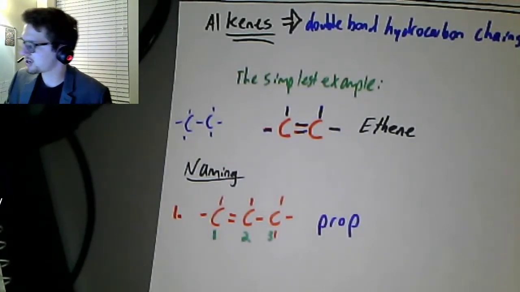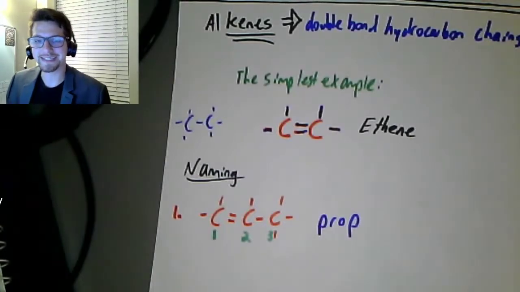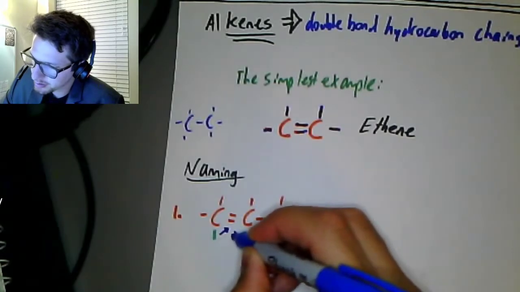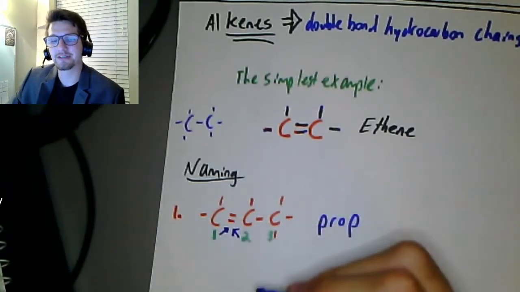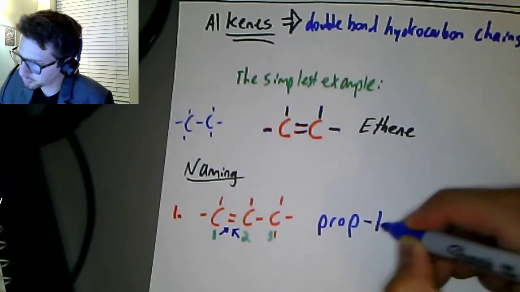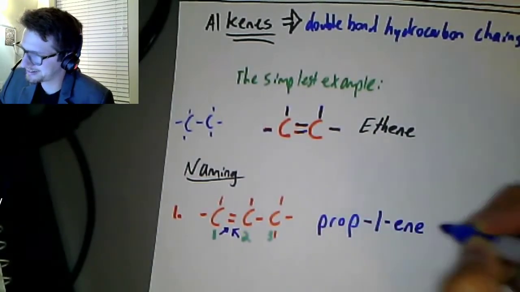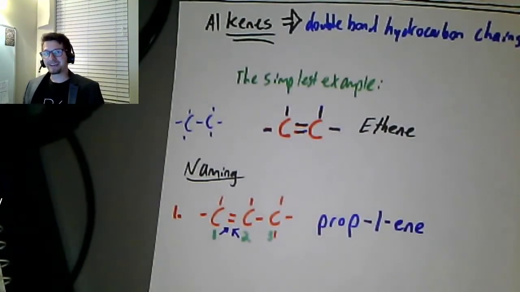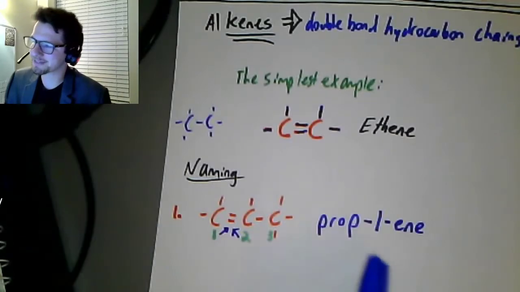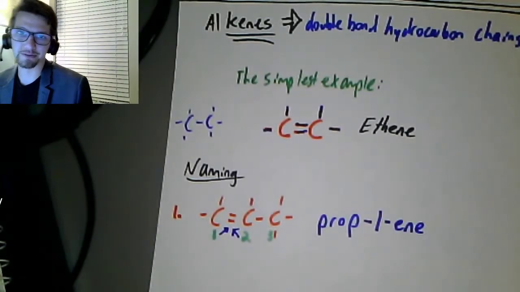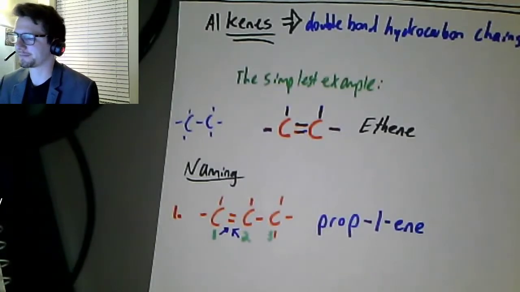So the question is, what's the lowest number that's attached to this double bond? What's the lowest number attached to the double bond? 1 is the lowest number, so we're going to say it's prop-1-ene. So it is propene, but we have to specify where that double bond is. And if we can do that, that will take care of all our isomers as well.